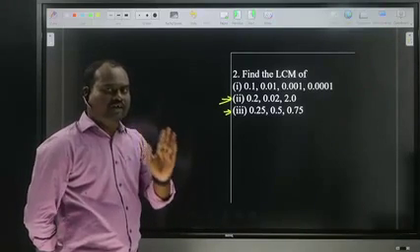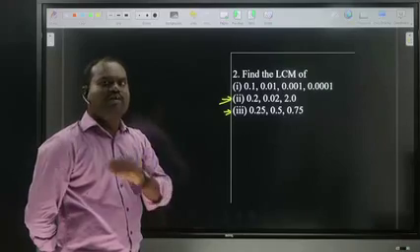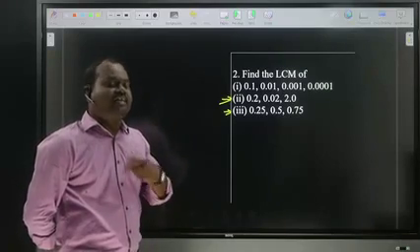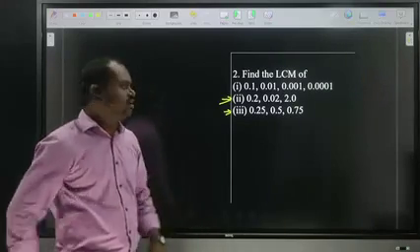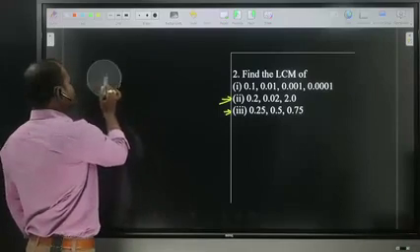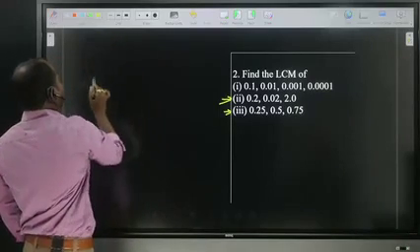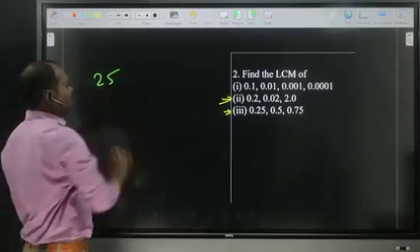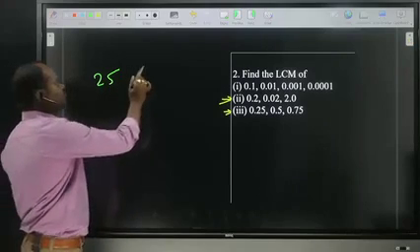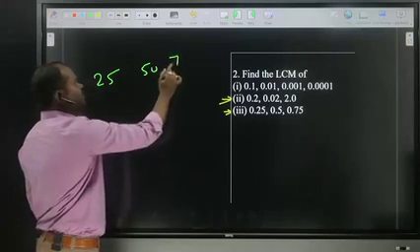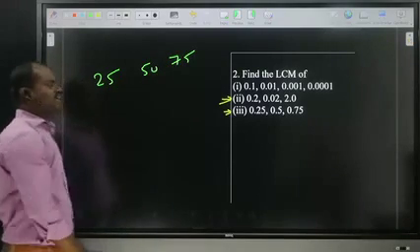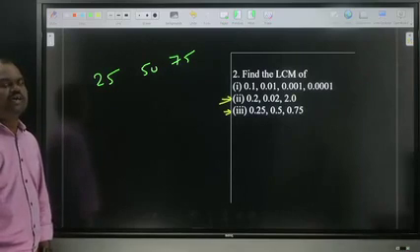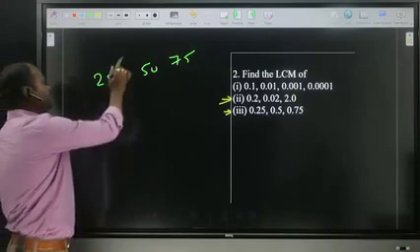First of all, whenever all become two digits, we can cancel the point. Now tell me directly, after removing the point, the first number becomes 25, the second number becomes 50, the next number becomes 75. Now what can we eliminate? Clearly, we can eliminate the 25.